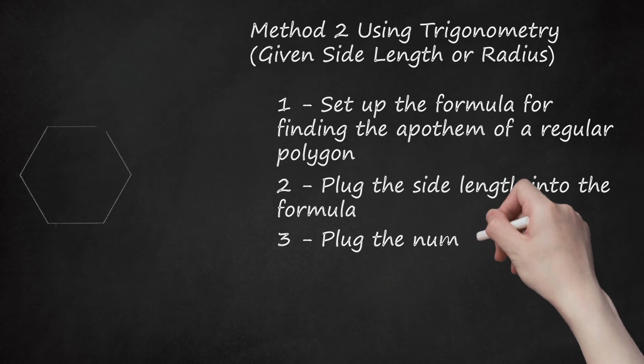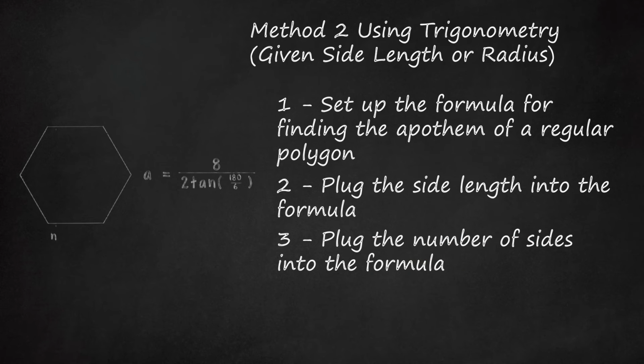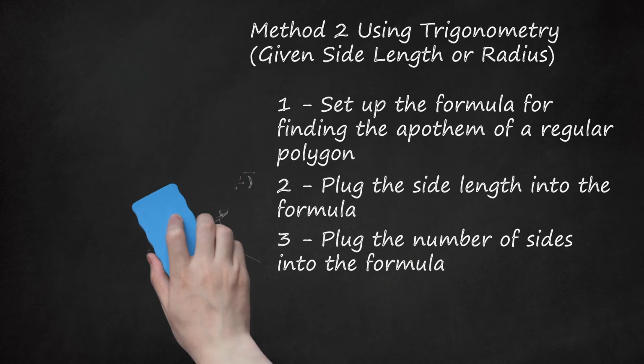3. Plug the number of sides into the formula. A hexagon has 6 sides. Remember to substitute for the variable n. For example, 8 / (2 tan(180/6)).